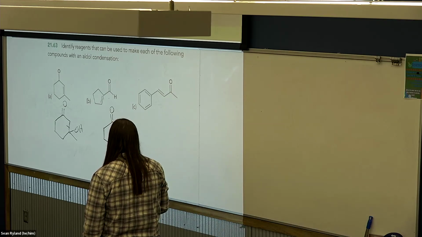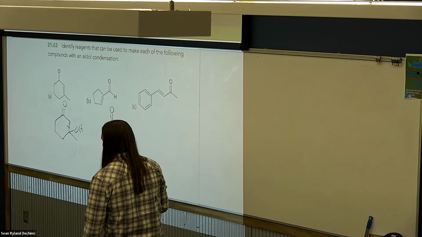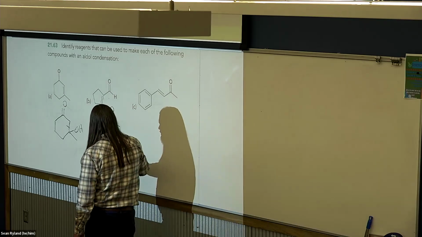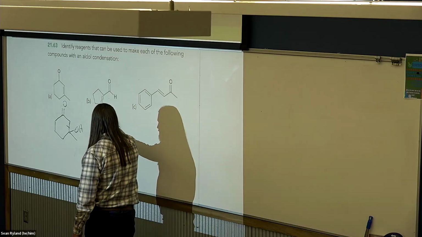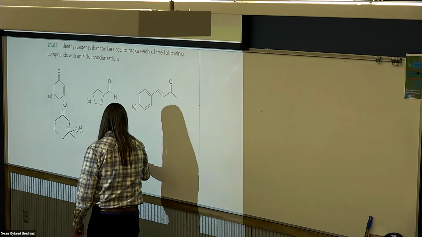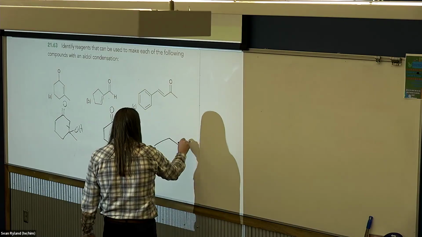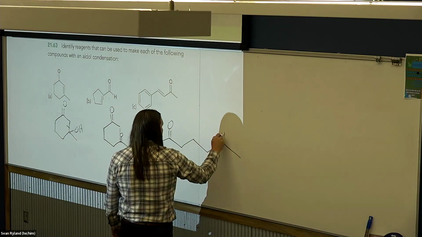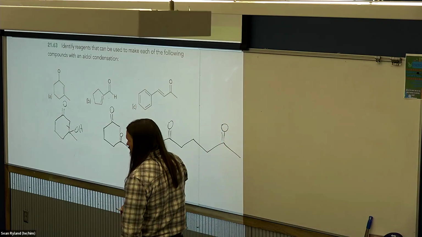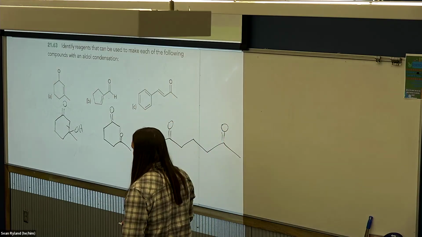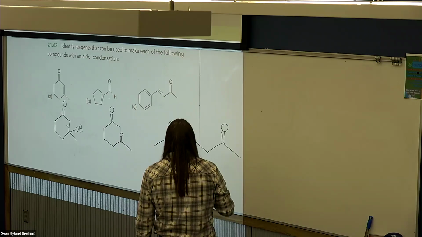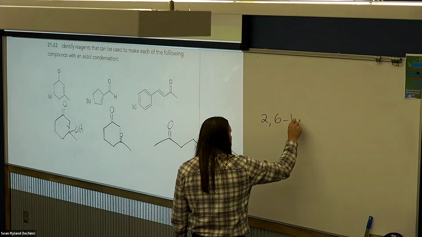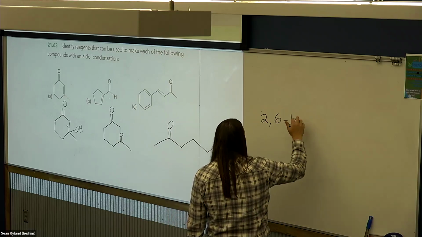So we actually did it. Ready for this? And so we want to rearrange this so that it looks cleaner. 1, 2, 3, 4, 5, 6, 7. 2, 3, 4, 5, 6, 7. Which we would name as 2,6-heptanedione.